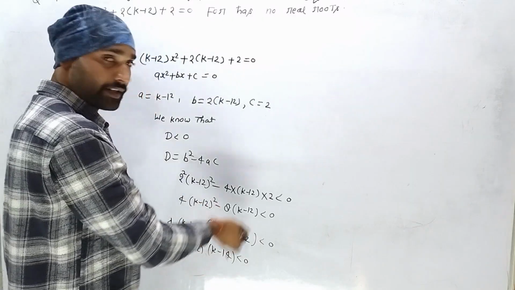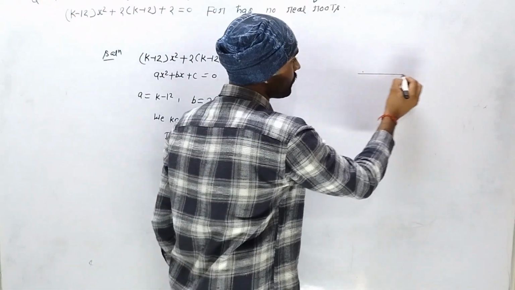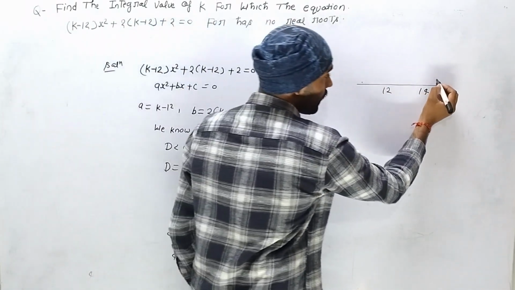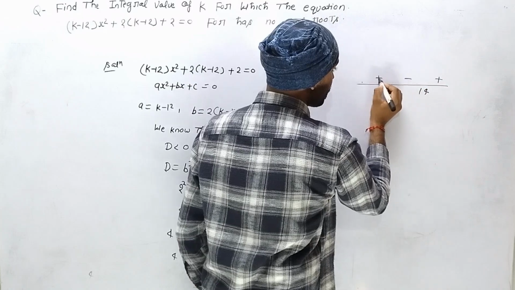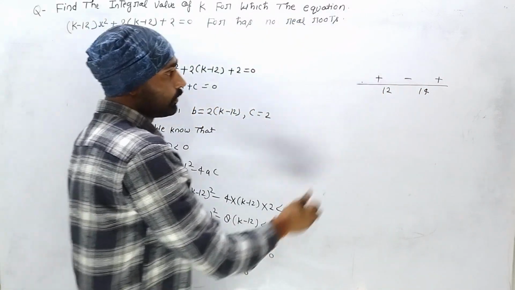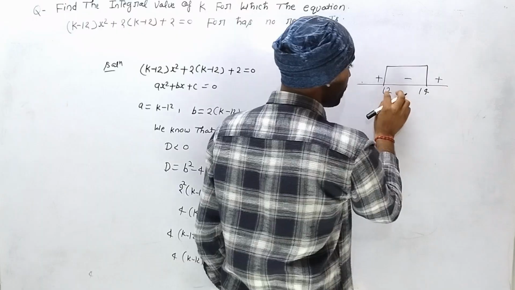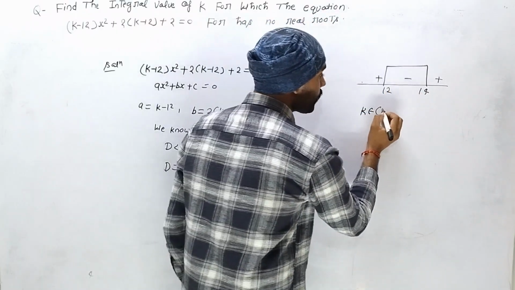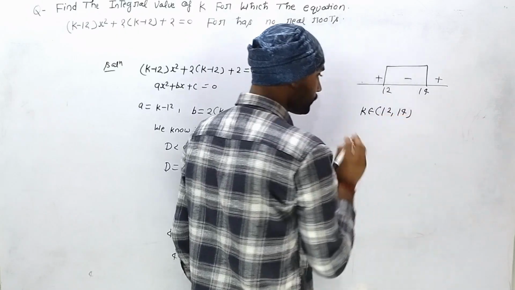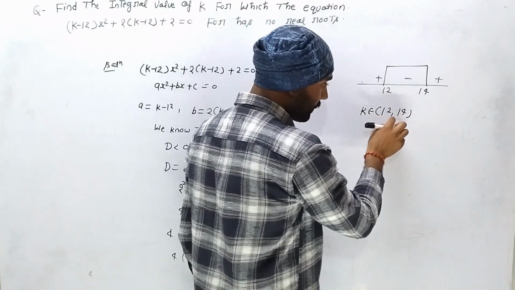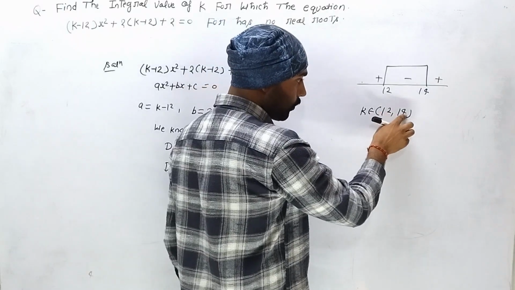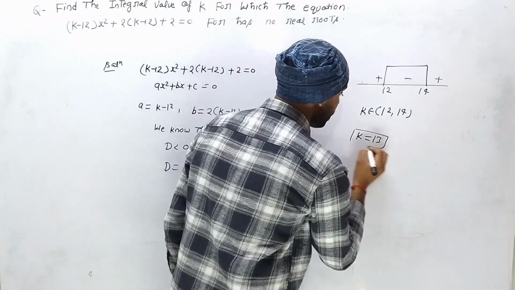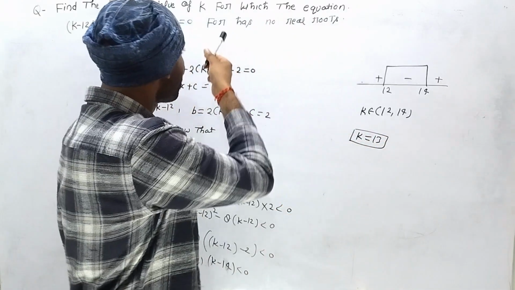If we represent this on a number line, suppose here are 12 and 14 and we write alternating plus, minus, plus. But we want negative, so we take the region between 12 and 14. So k belongs to between 12 and 14. So 13 will be the value between 14 and 12. So k equal to 13 will be the integer value for the quadratic equation.